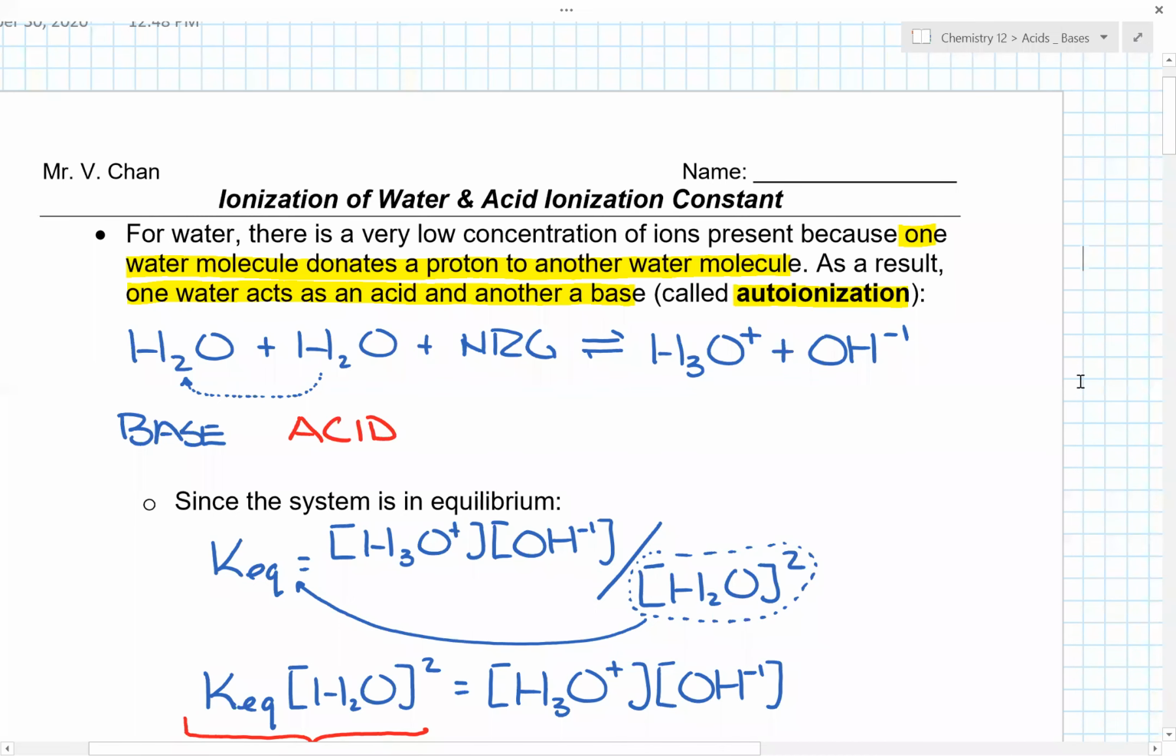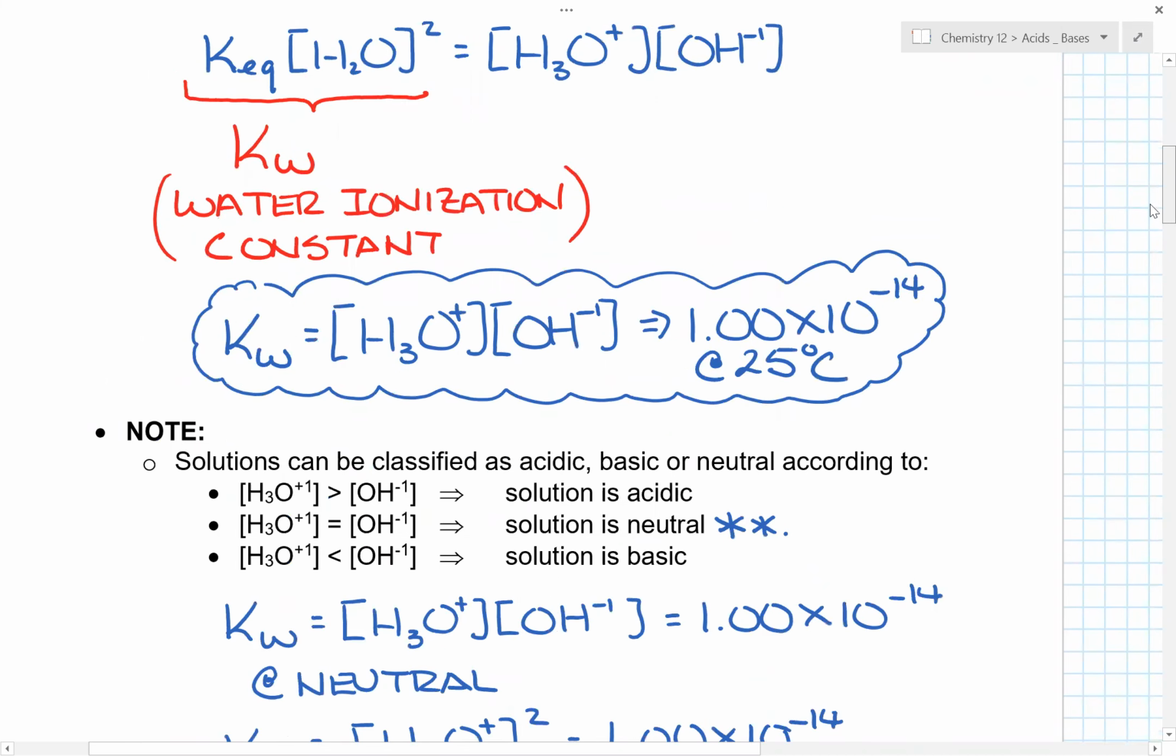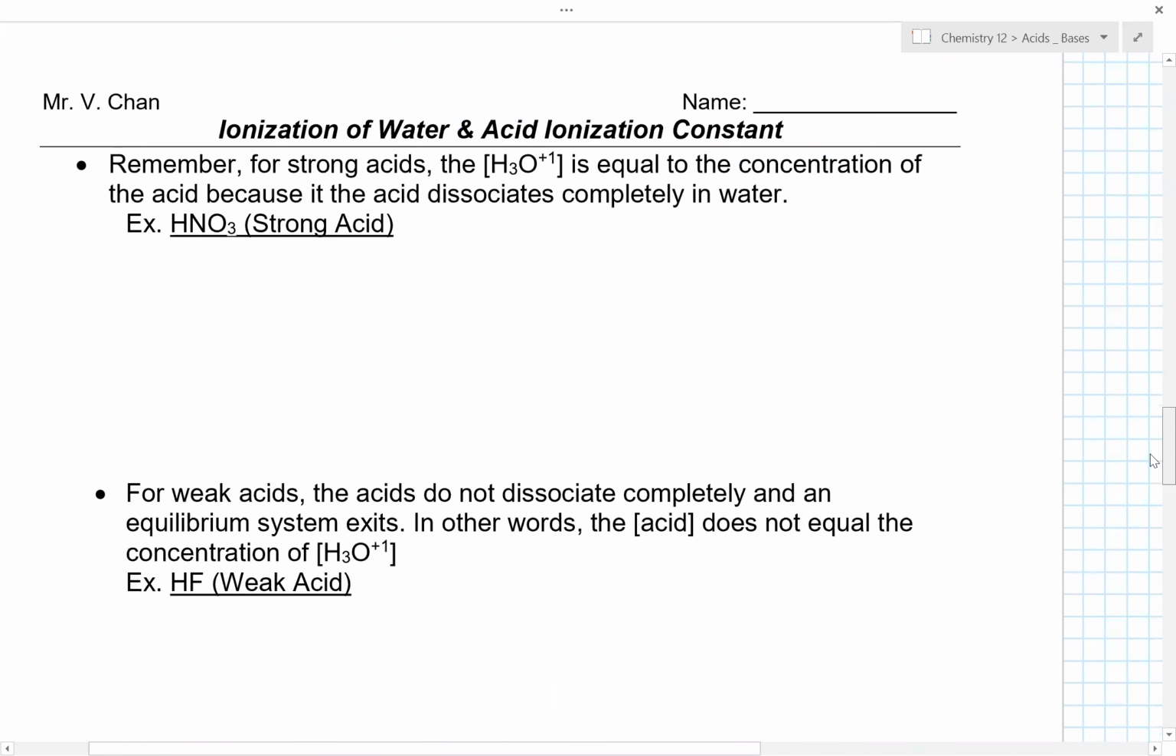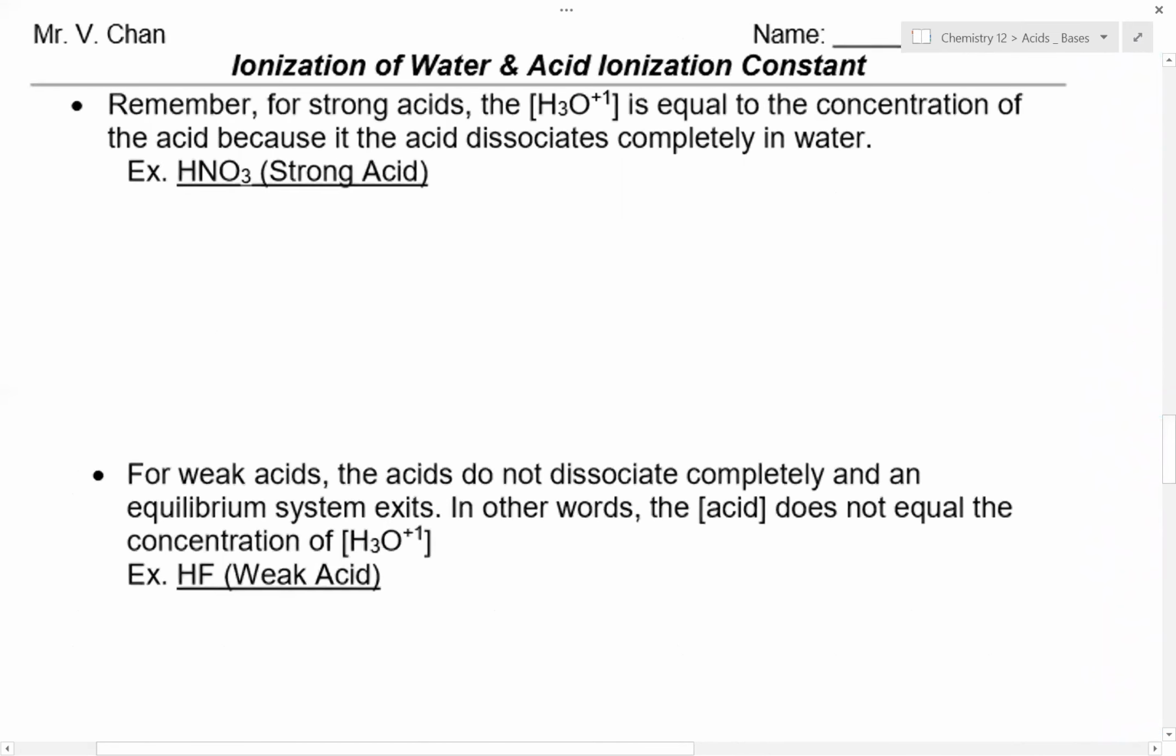Hello, Chemistry 12. Recall last day's lesson, we talked about the ionization of water and how water undergoes auto-ionization. And we were able to come up with a new constant called the water ionization constant. The value of that water ionization constant is 1.00 times 10 to the negative 14 at 25 degrees Celsius. Now today, what I want to do is focus on talking about the acid ionization constant.